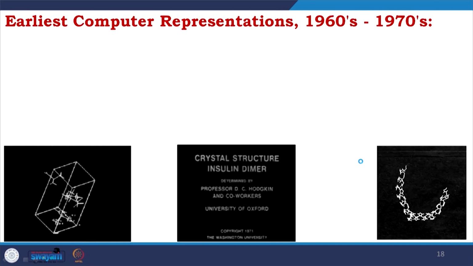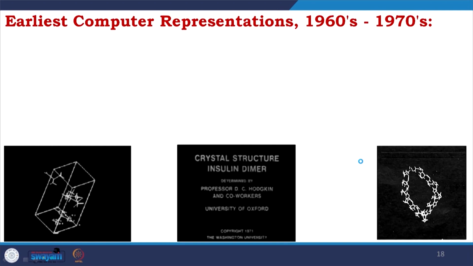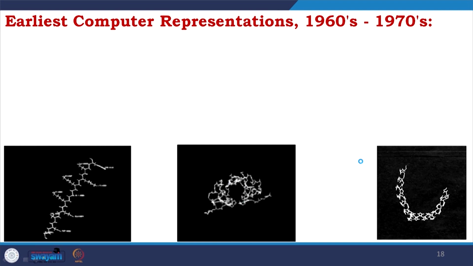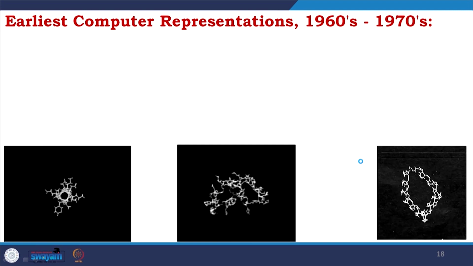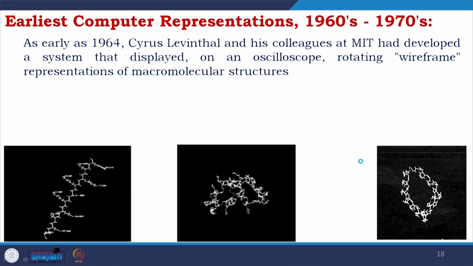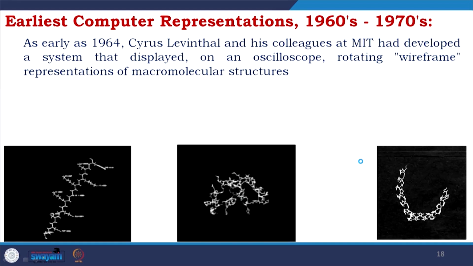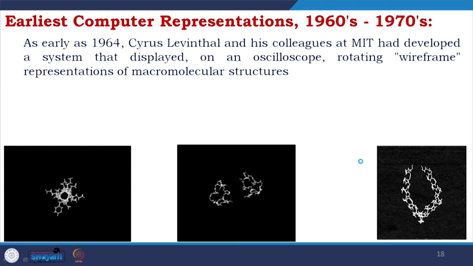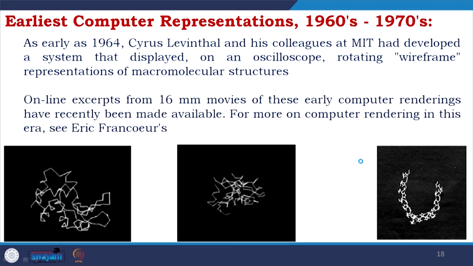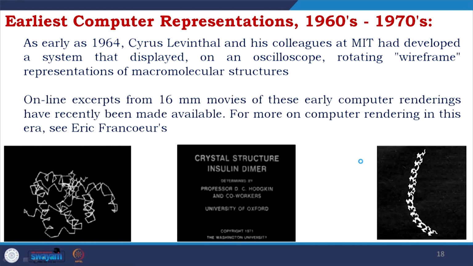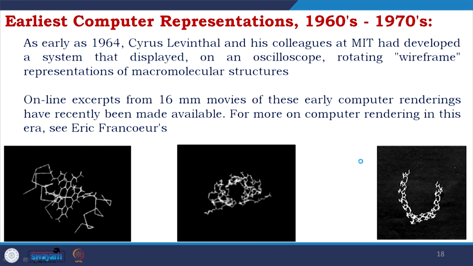Coming to the computer representations. What you are looking at are early representations which were later brought together and made into movies. As early as 1964, Cyrus Levinthal and his colleagues at MIT had developed a system that displayed on an oscilloscope rotating wireframe representations of macromolecular structures. Online excerpts from 16 millimeter movies of these early computer renderings have recently been made available.